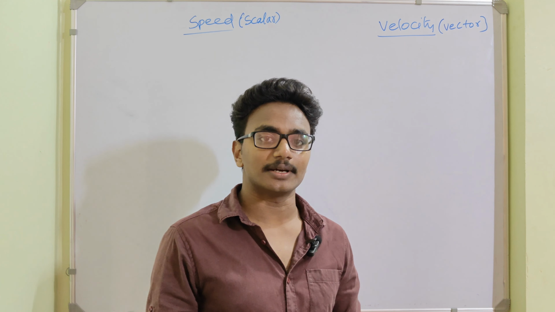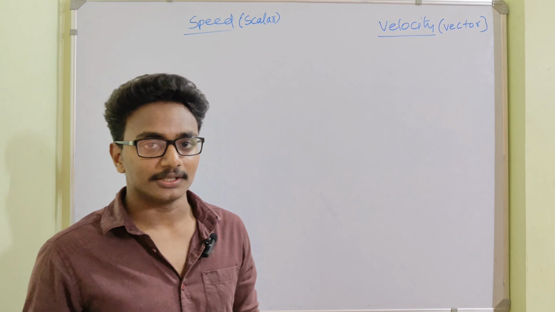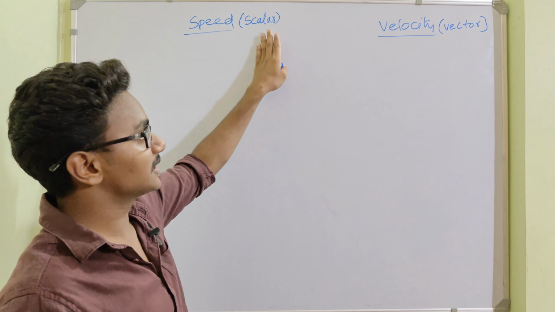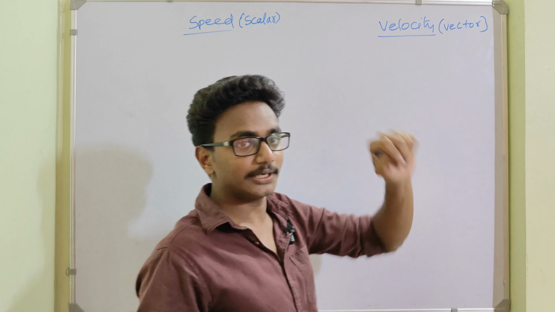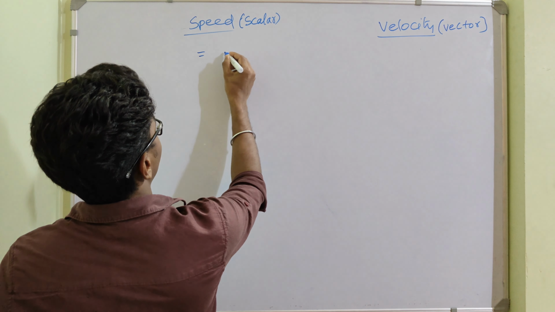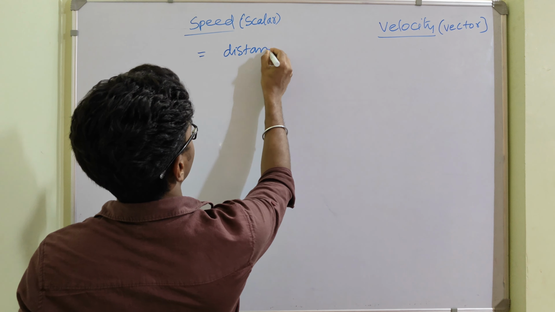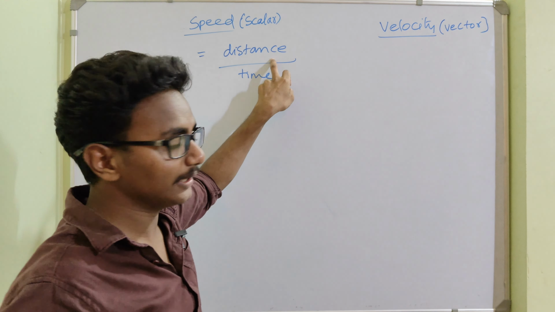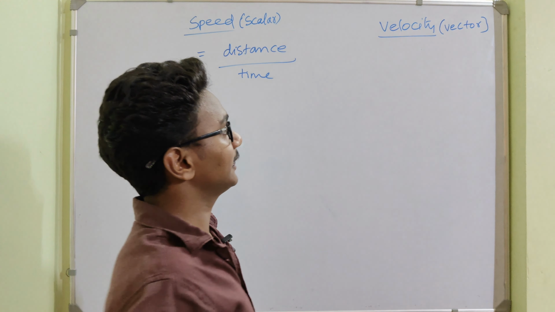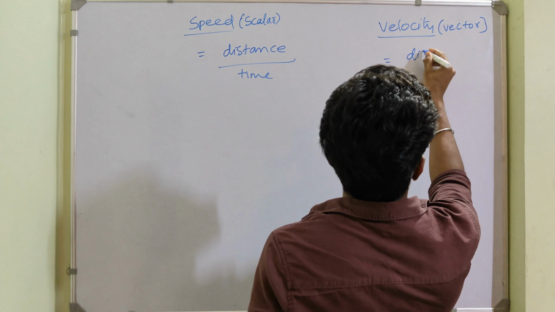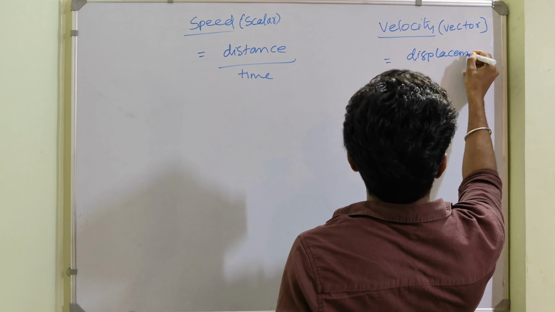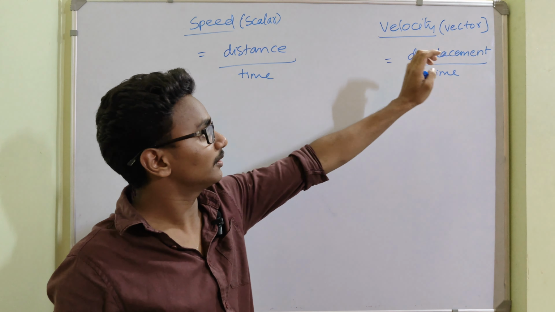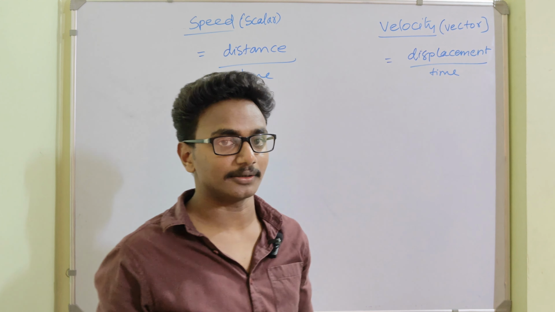In the last video, we discussed distance and displacement. In this video, we are going to deal with speed and velocity. Speed is a scalar quantity, velocity is a vector quantity, because speed can be defined as distance by time. Here, distance is a scalar quantity, so speed is also a scalar quantity. Velocity can be defined as displacement by time. Because displacement is a vector, velocity is also a vector.